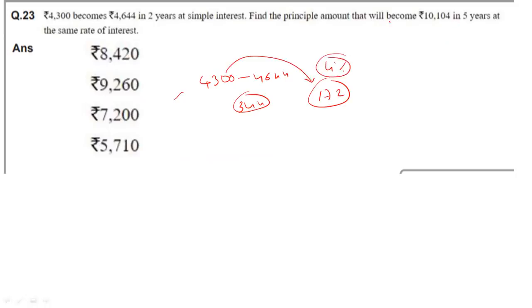Now he's asking which principal amount becomes 10,000 something in 5 years at 4%. 5 years at 4% is 20%. So after a 20% increase, the value is becoming 10,000, so the principal should be near 8,000. So this will be the best value possible, because for 8,400, 20% will be 1,680, so obviously 10,080 will be your total amount. See the next question.